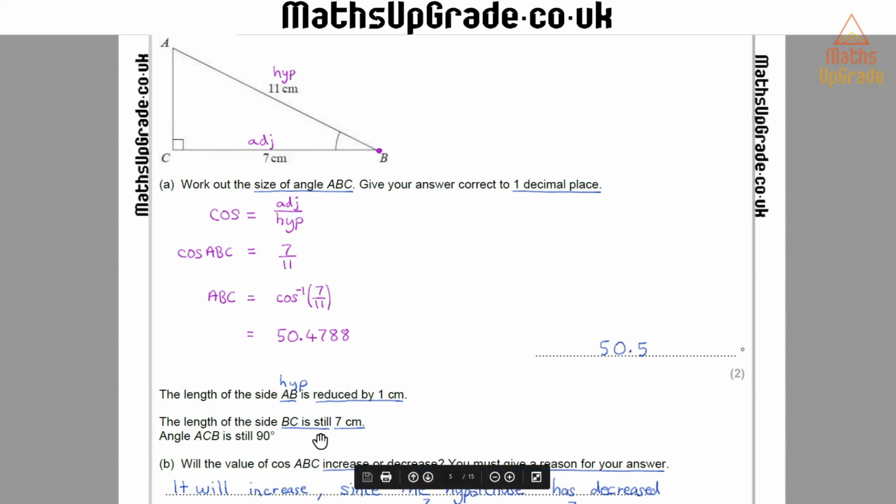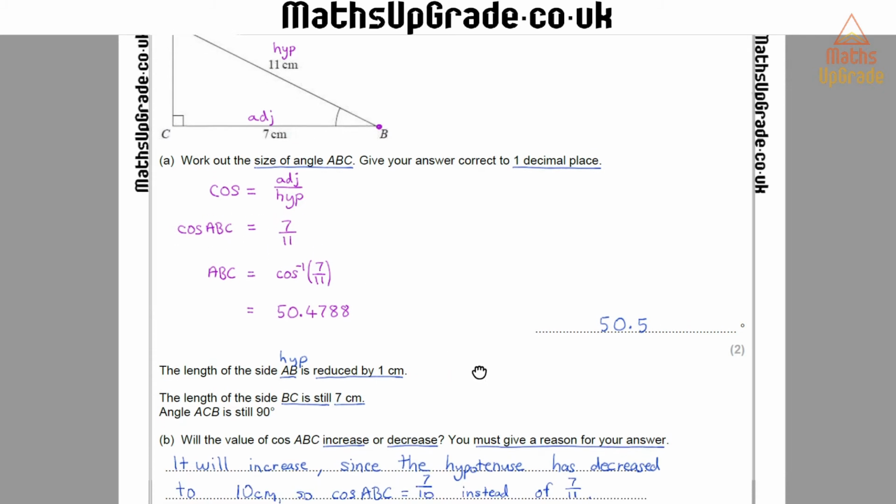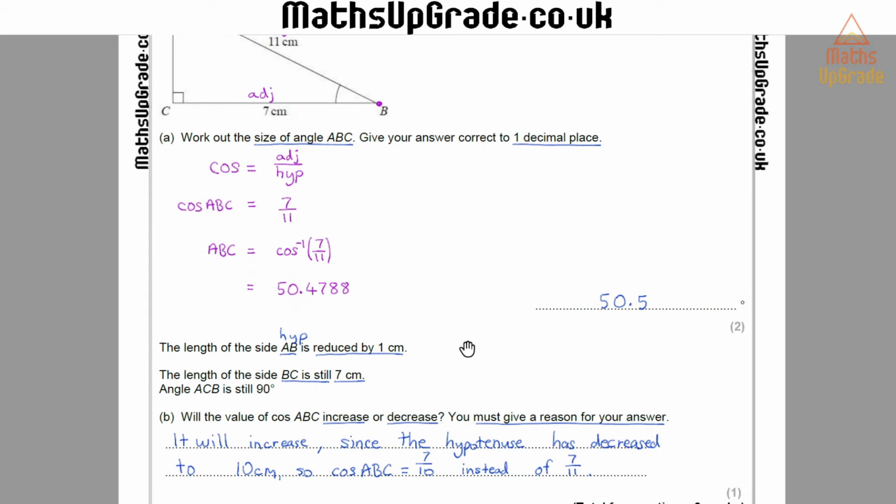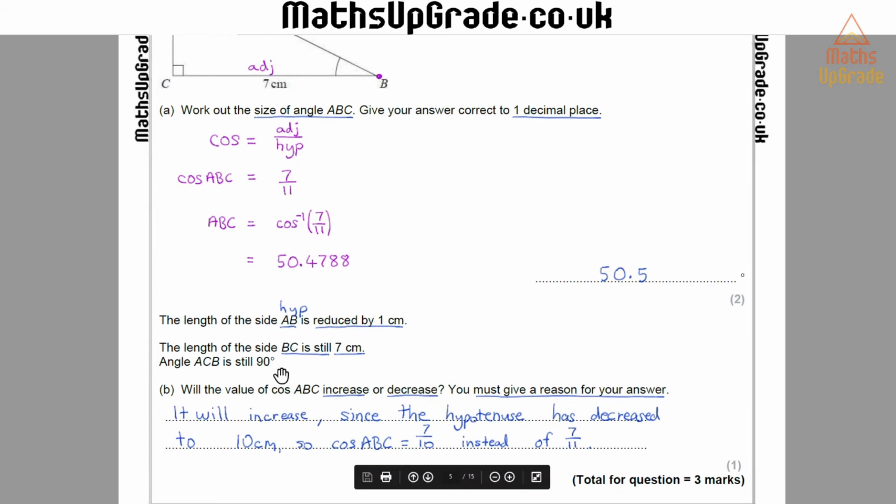So just imagine if the length of the side BC is still 7 centimeters, but the hypotenuse is reduced by 1 centimeter. That means this here won't be cos of 7 over 11. It'll be shift cos of 7 over 10. So in other words, this here will be cos ABC equals 7/10. So the hypotenuse has decreased to 10 centimeters. So the value of cos will therefore increase since 7/10 is bigger than 7/11. And that is 3 marks for the whole question altogether.